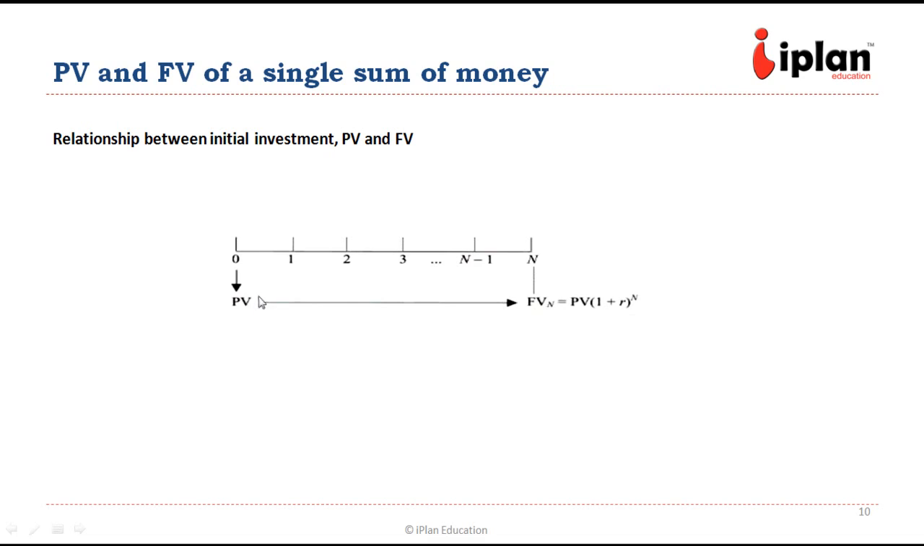So using this factor, we can comfortably interchange PV to FV or FV to PV. So again, this is the relationship. If we have invested the present value for these many periods, in the end the future value is going to be PV into 1 plus r to the power n.